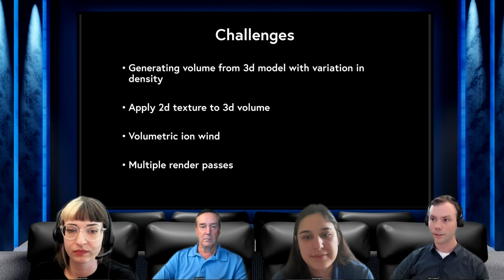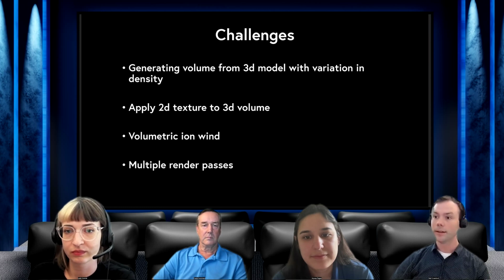So some of those challenges involve generating the volume from the 3D model with a variation in density, so it's not just the same density throughout, applying a 2D texture to a 3D volume, we'll get into that in a bit, and then creating volumetric ion wind, and putting all these into multiple render passes, which Leah will talk about more in a bit.